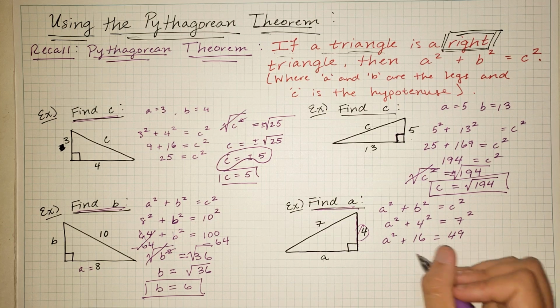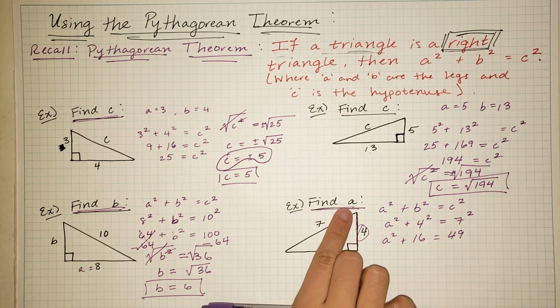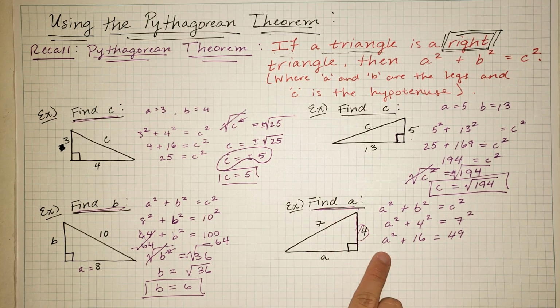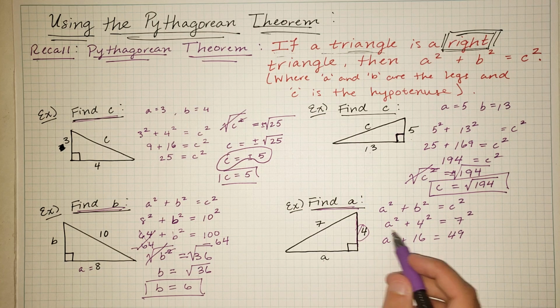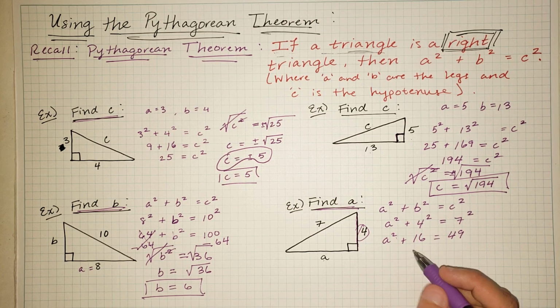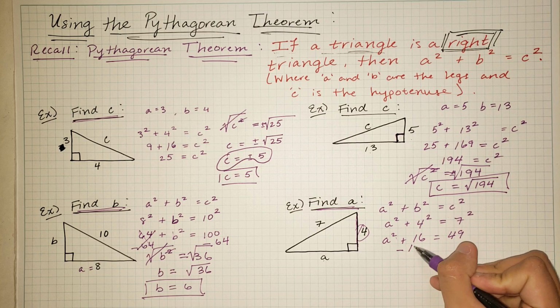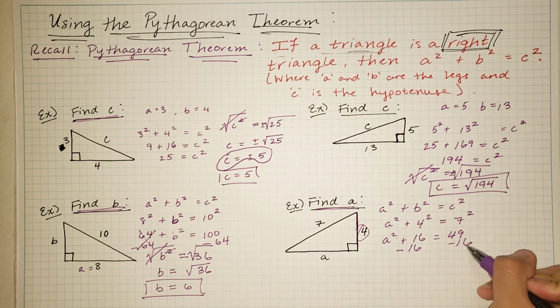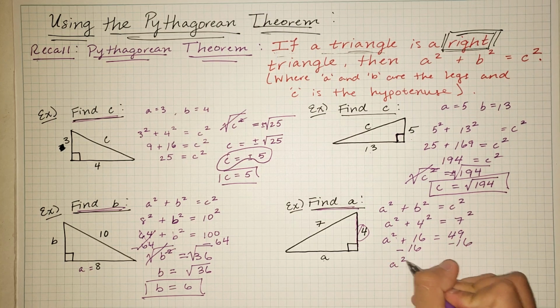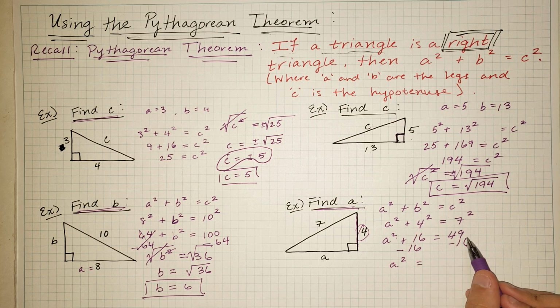And then finally what we can do here is we want to get a. We want to find a. So we should probably get a squared by itself first, right? So you don't just want to square root both sides right now. That's against the rules of algebra. You don't want to square root over addition. So first you need to get rid of the 16. Subtract 16 from both sides, and then you'll get a squared equals 49 minus 16.